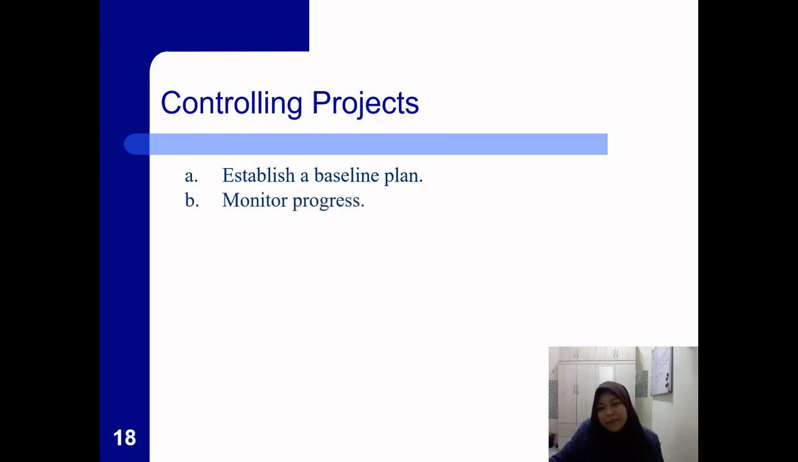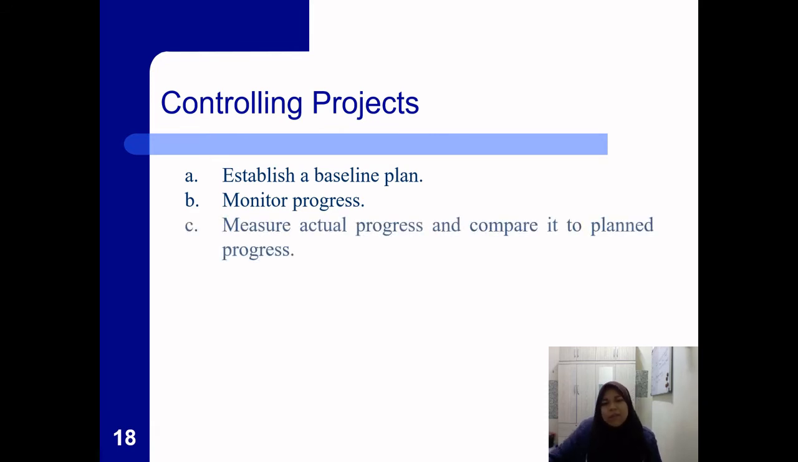Next, monitor the progress. You already have the guideline, you just need to monitor whether you are doing it well or you're not following it. Measure the actual progress and compare it to the planned progress. For example, your plan is that you need to rent all the venues by the month of July, and now it's June already. So you have to measure whether your baseline plan goes according to the actual progress.